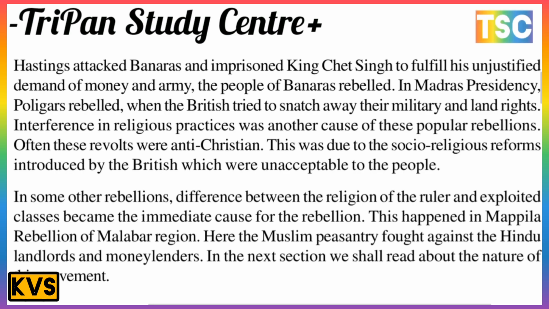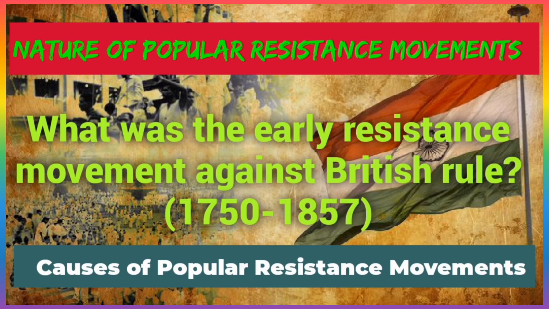In some other rebellions, the difference between the religions of the rulers and the exploited class became an immediate cause for the rebellion. This happened in the Mapila rebellions in the Malabar region, where the Muslim peasantry fought against their Hindu landlords and moneylenders. In the next section, we shall look at the nature of these movements.